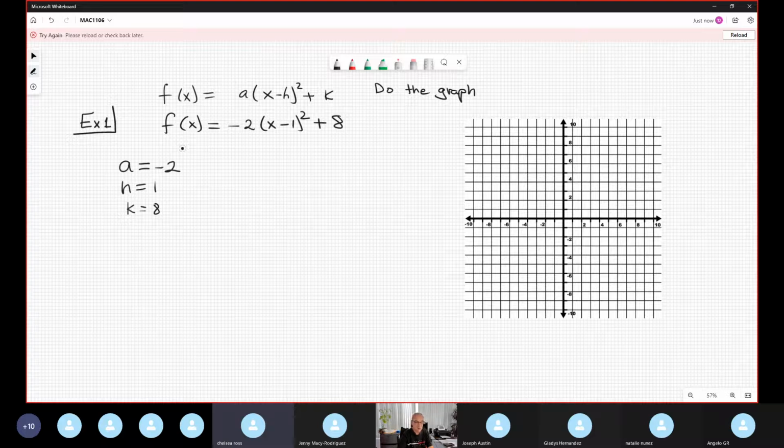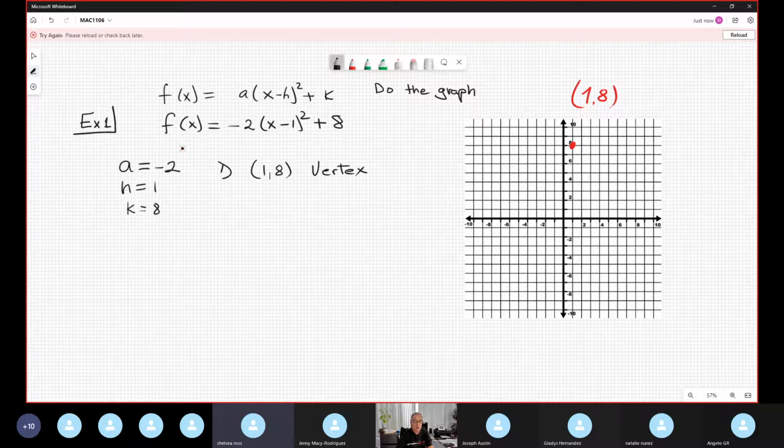Now, determining the vertex is easy. It is (1, 8). And I plot that point, (1, 8). Boom. Here. I plot this point. Let me use another color. Boom. This is the vertex. It's the point (1, 8).